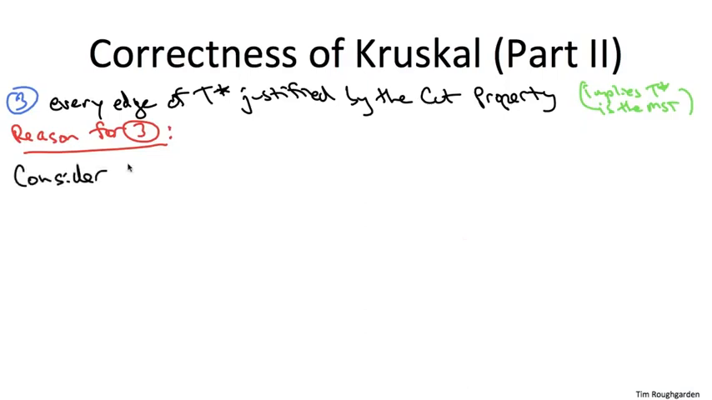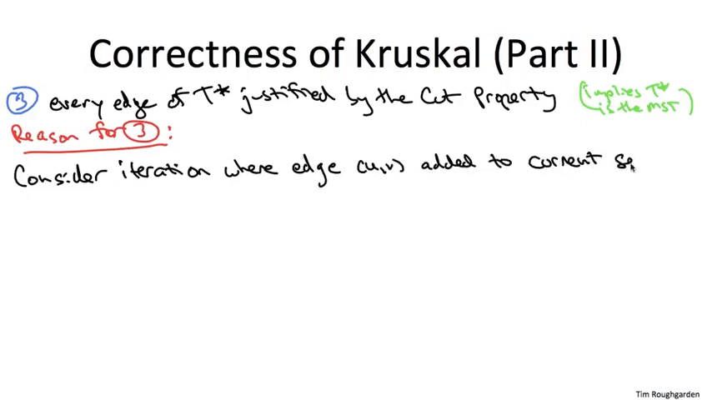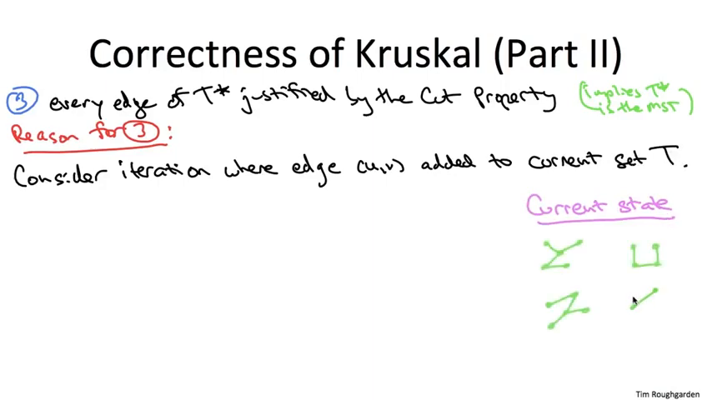To argue that, let's freeze Kruskal's algorithm at some arbitrary iteration where it adds a new edge. We need to show that this edge is justified by the cut property. So maybe this edge has endpoints u and v, and let's let capital T denote the current set of edges selected by the algorithm so far. Let's think about what the state of the world looks like at an intermediate iteration. Kruskal's algorithm maintains the invariant that there are no cycles, but remember, it doesn't maintain any invariant of the current edges forming a connected set.